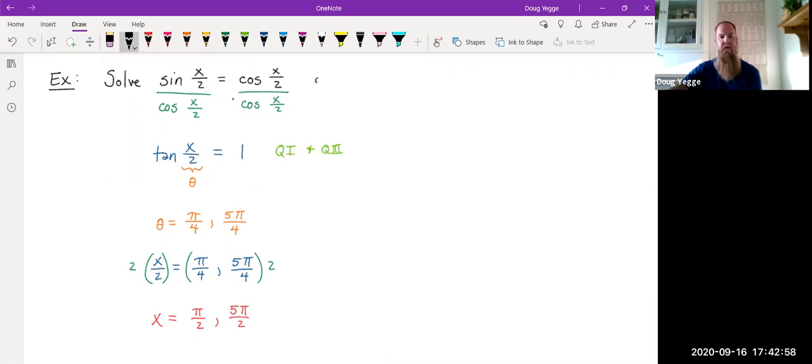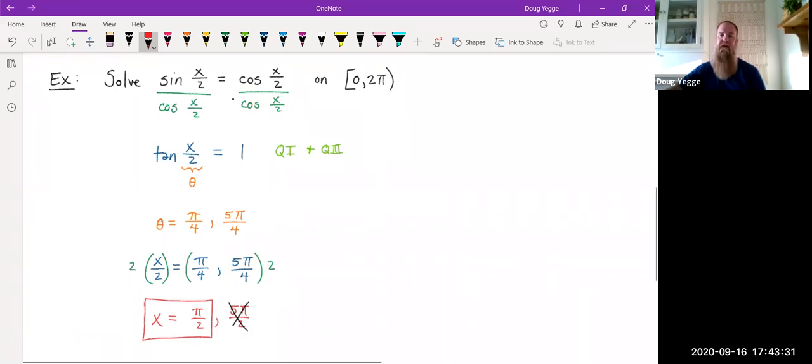But if all I wanted to do was find the answers on the interval 0 to 2 pi, then notice we should be canceling out the answer that's going to take me beyond that full rotation. So really I'm canceling out 5 pi over 2 simply because it's past 2 pi. And so my only solution to this equation is x equals pi over 2. So that's one way to solve this, but it turns out that there is another method of solving this as well, if you didn't notice to divide both sides by cosine.